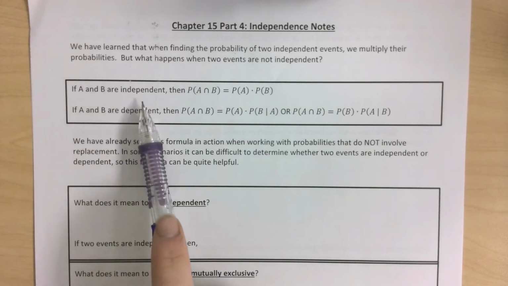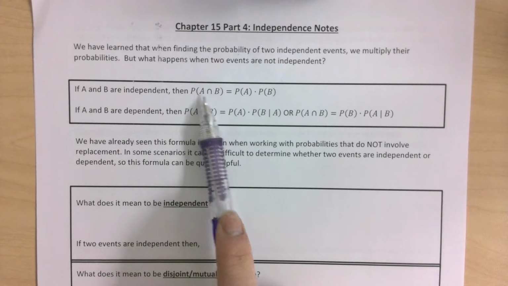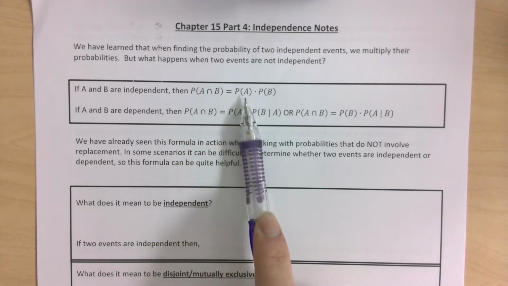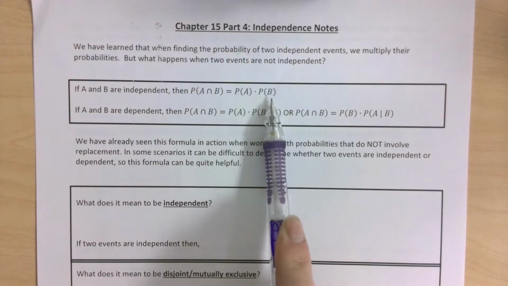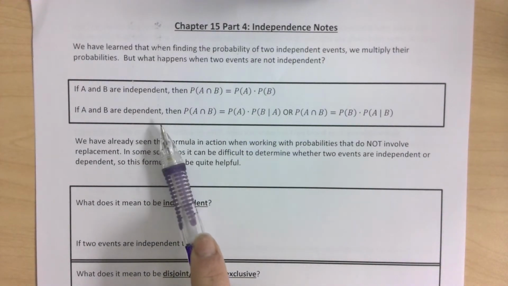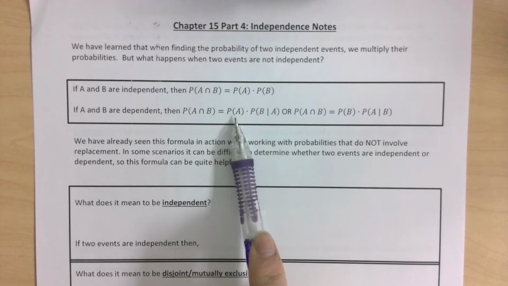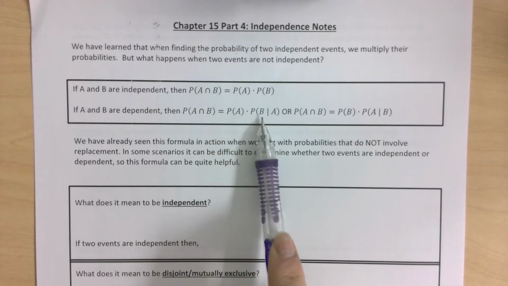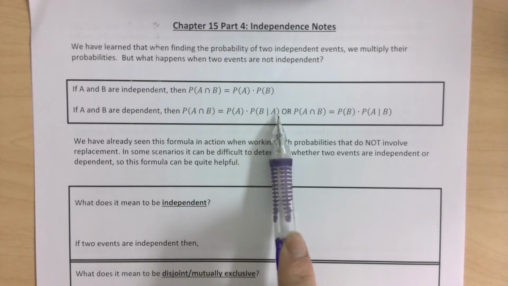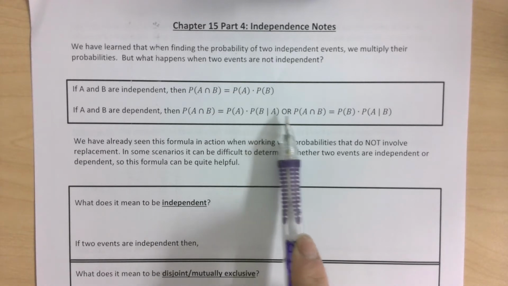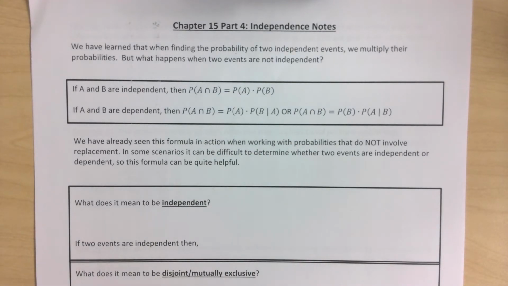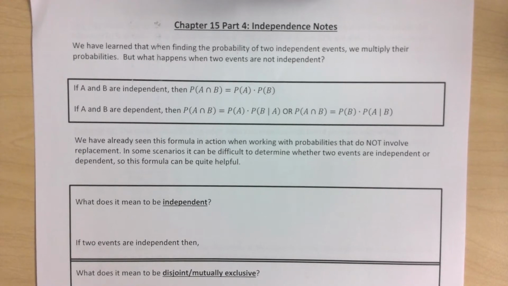So if A and B are independent, and we're finding the probability of A and B, we said to take the probability of A and multiply it with the probability of B. If A and B are dependent and we're finding the probability of A and B, we need to use conditional probabilities. So we said that we would take the probability of A, multiply it by the probability of B given A. Now, we've already seen this formula in action when we were working with probabilities that did not involve replacement. So you were holding on to that card and keeping it in your hand before choosing another one.